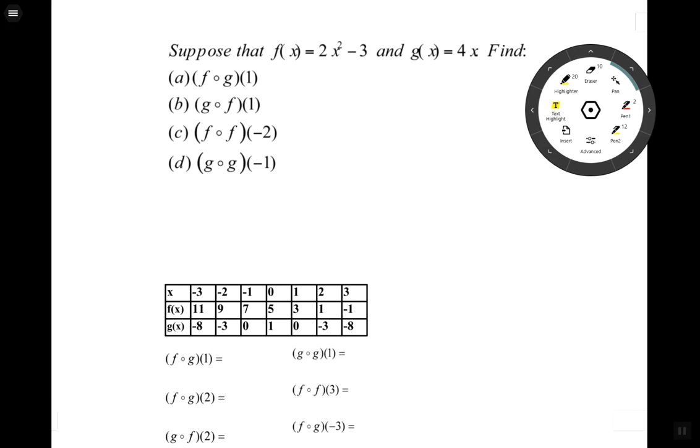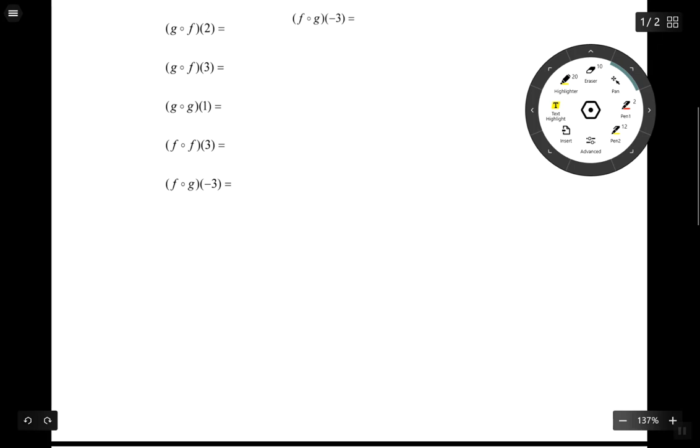You have f o g, golf. Okay, f o g and g o f. Did your teacher ever say f o g and g o f? No. If they did, so down here on the bottom, we're going to write some notes real fast.